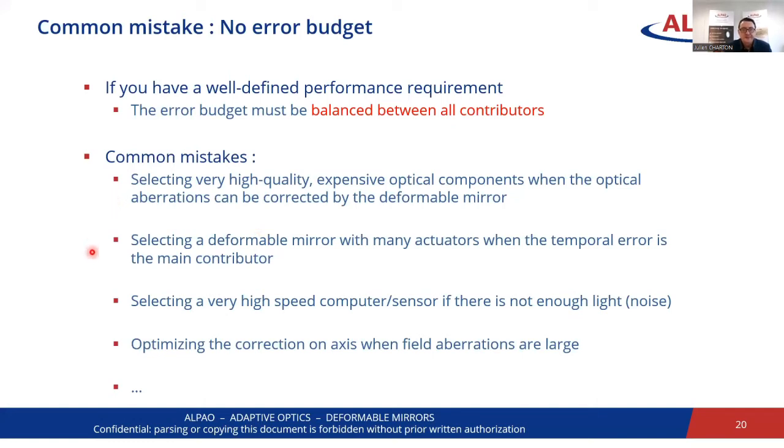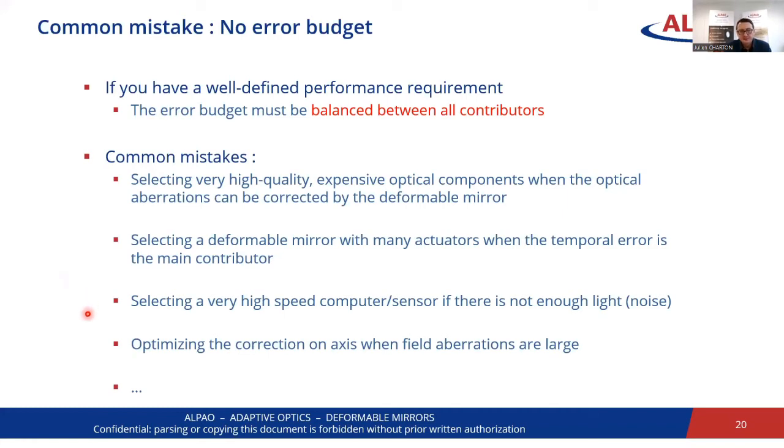Another one is that it's like for a camera. If with a camera you want to image something moving very fast, or to make a movie, maybe the key parameter is not the number of pixels. What you need is a fast camera. And most of the time, to get a fast camera, you need to reduce the number of pixels. This is exactly the same for a deformable mirror. If your perturbation is moving very fast, maybe selecting a deformable mirror with many, many actuators is not the best option. You may prefer to select a deformable mirror with fewer actuators, but a larger speed. It will also help on the computer side, because we have less computation to do, so it means that it will go faster.